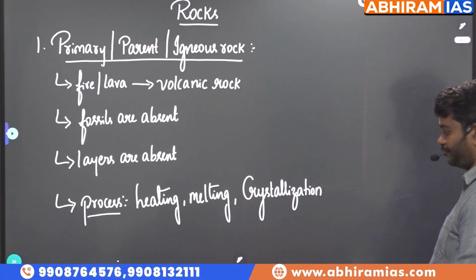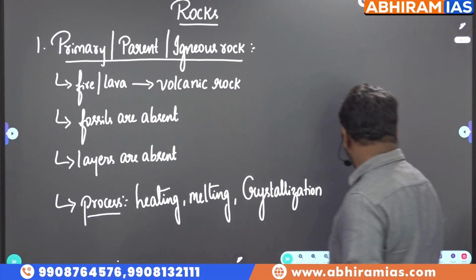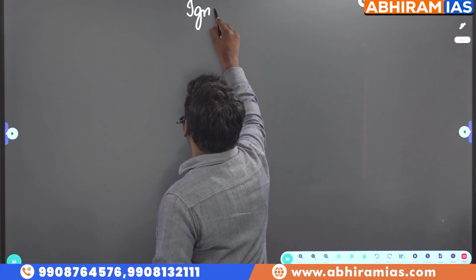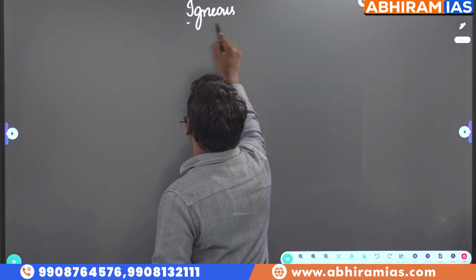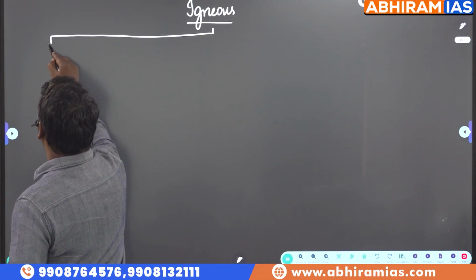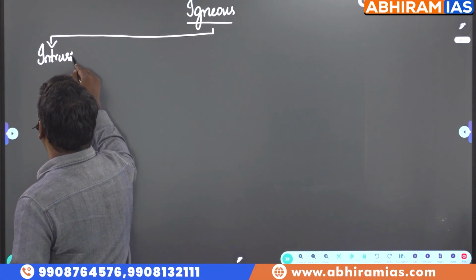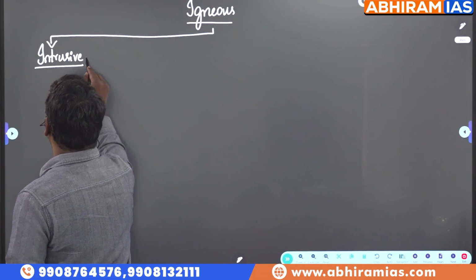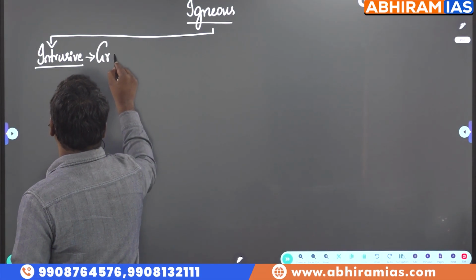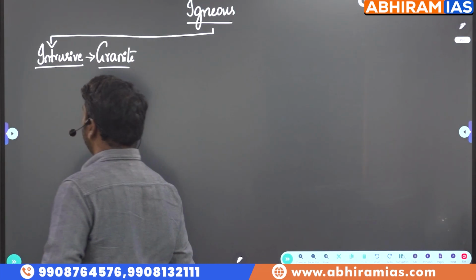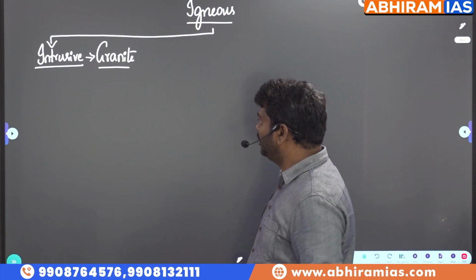Shall I move? Next, igneous rock is divided on the basis of where it is formed. It can be intrusive igneous rock. Example is granite. Very, very important. Granite is an example of intrusive.